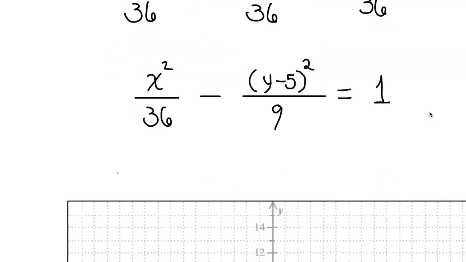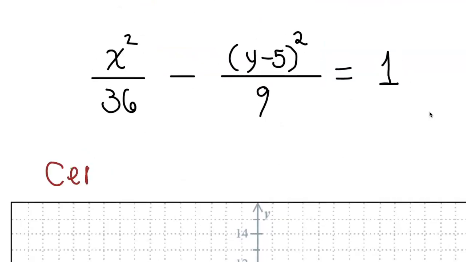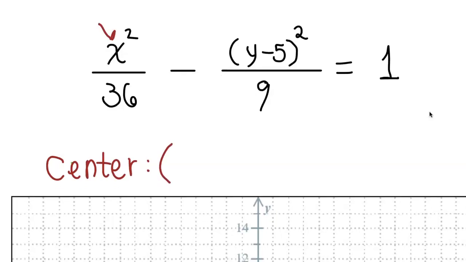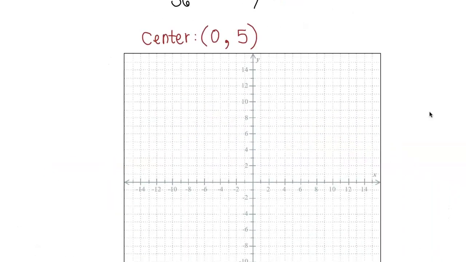Now, this is a standard form of a hyperbola. So let us identify the center first. Is there anything being subtracted from x? Nope. So the x-coordinate of the center is 0. What's being subtracted from y? Well, we see negative 5 there, right? Y minus 5. So the y-coordinate of the center is positive 5. Okay? Plot that center first. So 0, 5, plot that center.